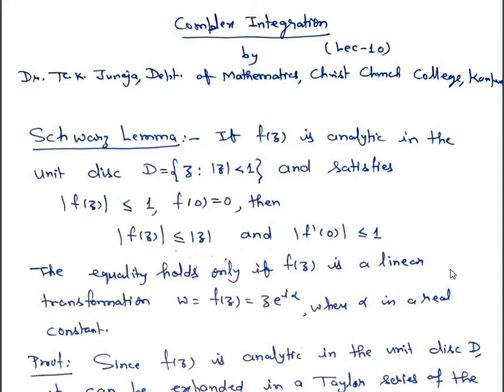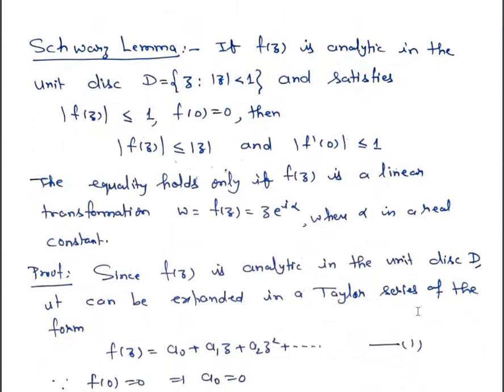The equality holds only if f(z) is a linear transformation w is equal to f(z), which is equal to z times e to the power i alpha, where alpha is a real constant. Proof.